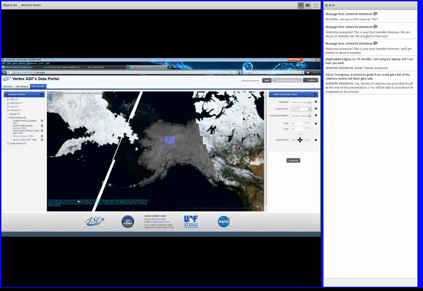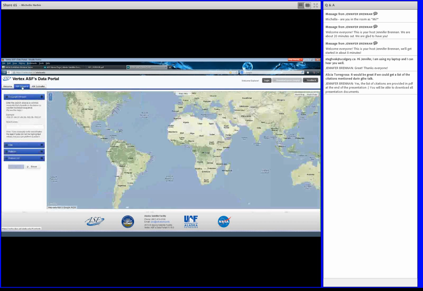Okay, now I'm going to just go to the data pool, so I'm going to select that tab. Quickly, for downloading data from ASF, we do require logins, and the login button for Vertex is right up here in the corner, but it's not necessary to log in to do a search, just to find information. We use the NASA user registration system for our accounts, which would be the same account that you would use in Reverb. So if you already have one of those, you're all set. If not, you can register through the login button.